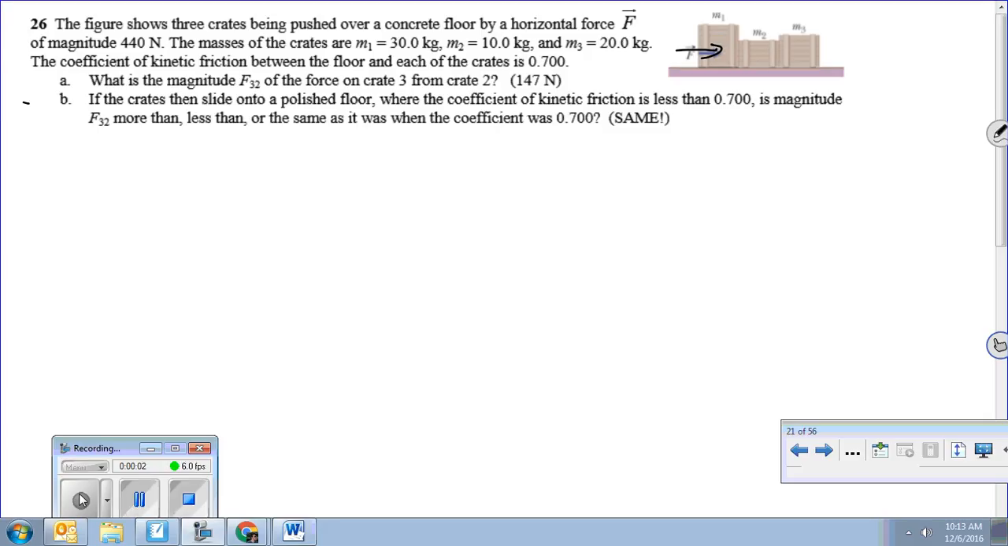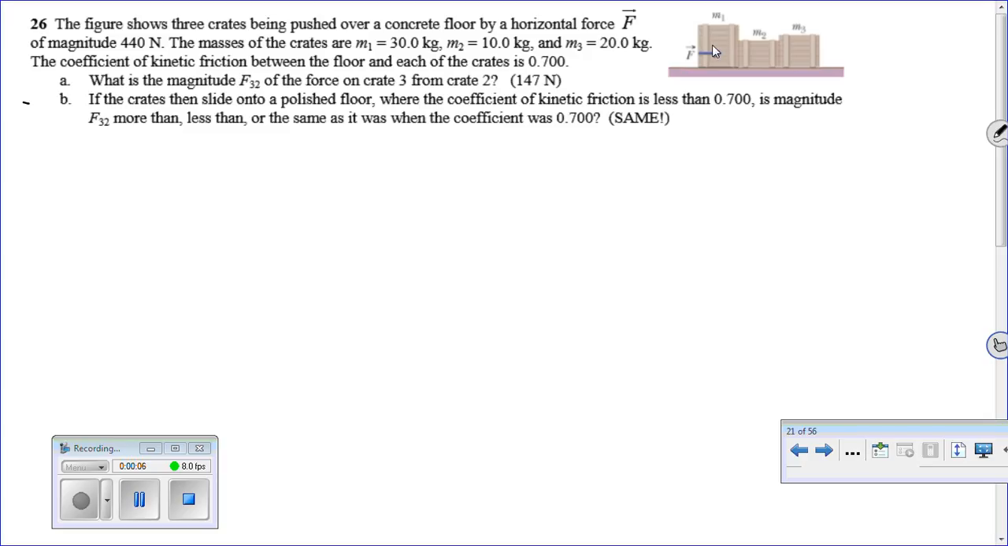All right, here we go. So problem 26. We've got these three crates over here, right? Mass 1, mass 2, and mass 3. And we're actually given the masses. So our mass 1 is 30 kilograms. Our mass 2 is 10 kilograms. Our mass 3 is 20 kilograms.